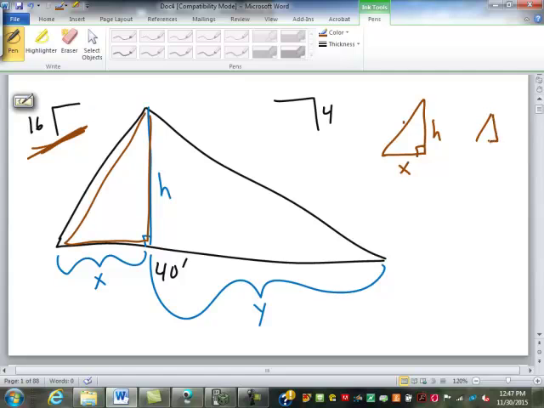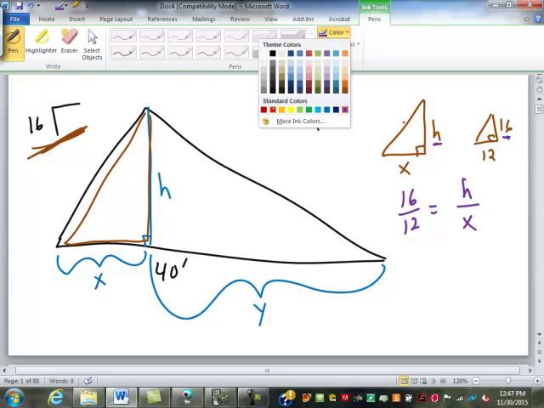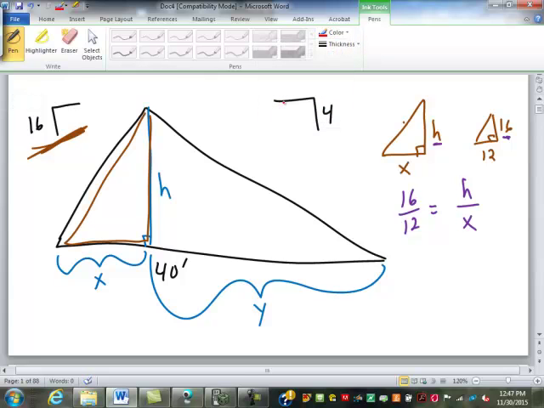We know it's a 16 rise for a 12 run. So 16 over 12 equals, which one's going to go on top here, the h or the x? H, right? H is the rise, 16 is the rise. So the h goes with the 16, so x goes on bottom. Now we're going to cross multiply. When we have a proportion like this, the cross products have to be equal. Now we did percents where we cross multiplied and divided. This is just the full method of doing that. So 16x has to equal h times 12, or 12h.